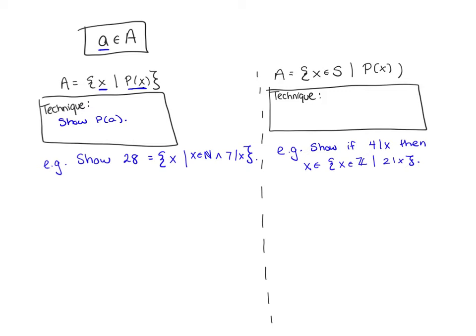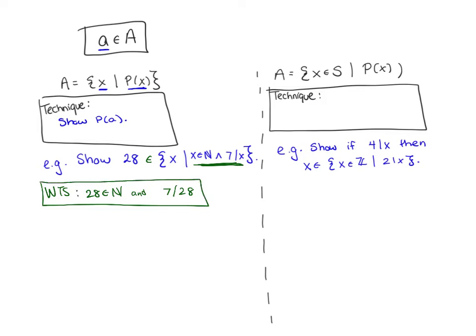So let's actually go ahead and do that in an example here. So how do I show, whoops, I got a wrong symbol there, let's fix that. How do I show that 28 is an element of this set? Well, I just need to show that 28 satisfies the condition of this set. So we want to show here that 28 is an element of N, and 7 divides 28. That's what I want to show.